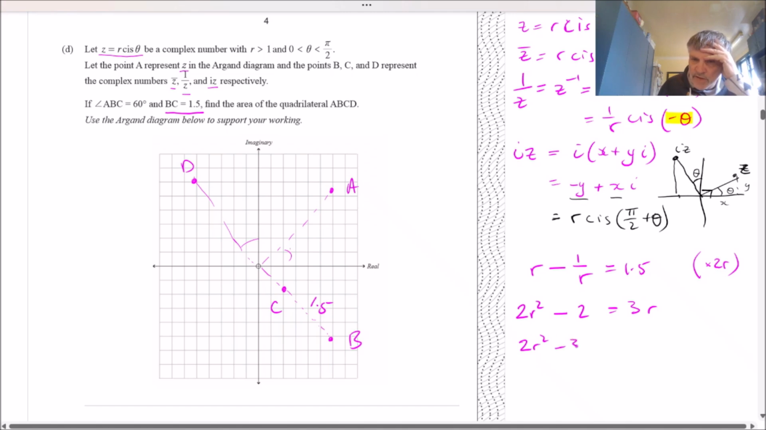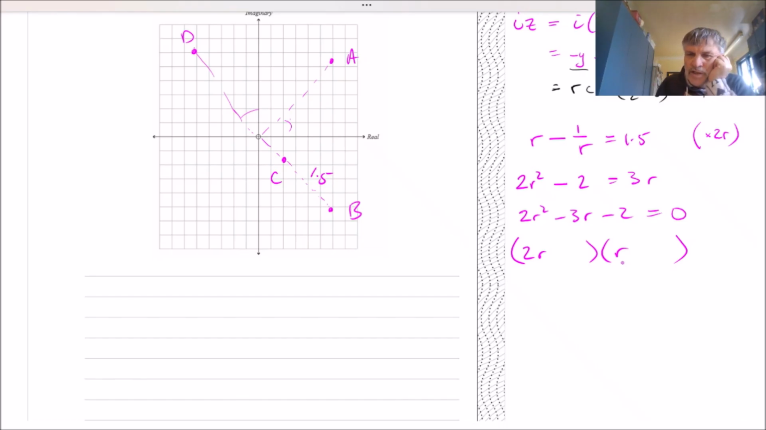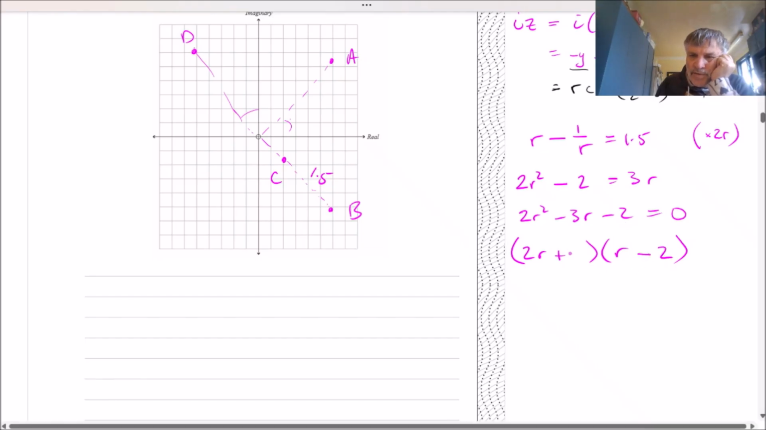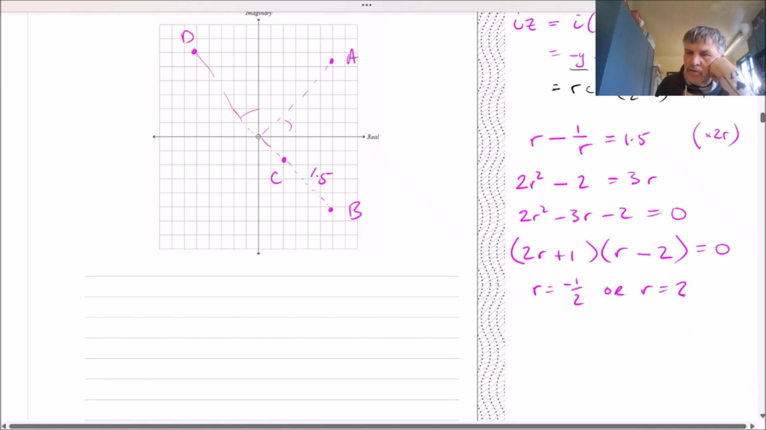So 2r squared minus 2 equals 3r. 2r squared minus 3r minus 2 equals 0. Quadratic. Use your favorite methods. It's got to be 2r and r if they're going to factorize with ordinary numbers. We've always got the fallback position of using the quadratic formula. It looks like minus 2 and plus 1 work. So plus r minus 4r gives us minus 3r. 1 times minus 2 is this. Yes, indeed, this works. So r is negative a half, or r is 2.